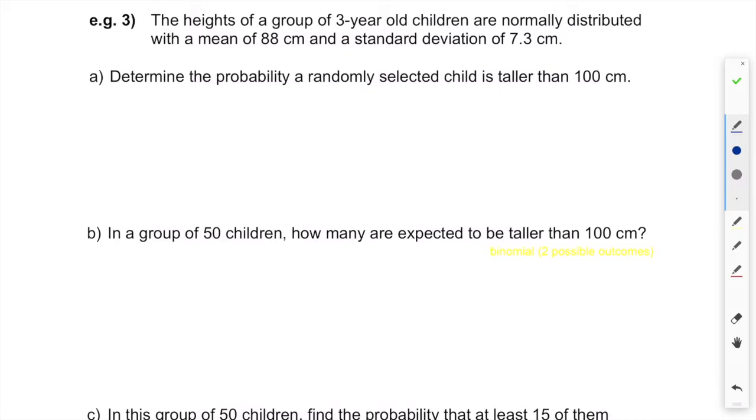Here is question 3. The heights of a group of 3-year-old children are normally distributed with a mean of 88 centimeters and a standard deviation of 7.3 centimeters. Part A: determine the probability that a randomly selected child is taller than 100 centimeters. So I'm going to start by writing down a let statement. Let x centimeters be the height of 3-year-old children.